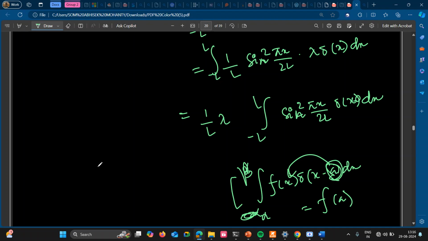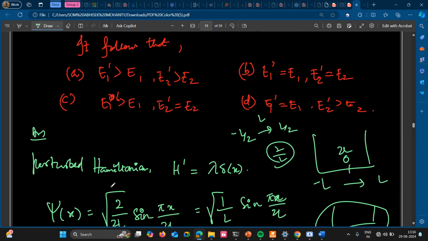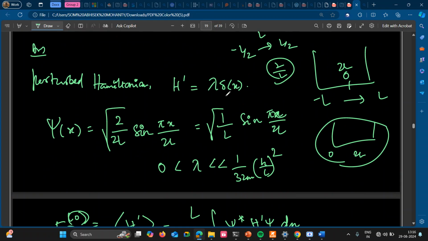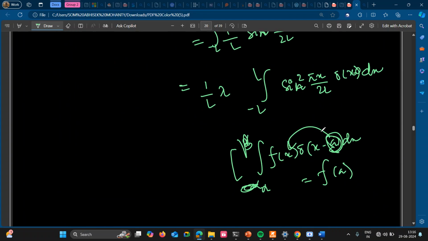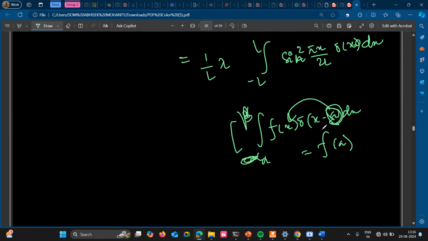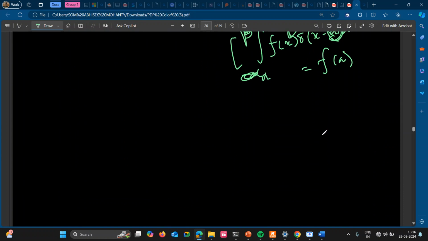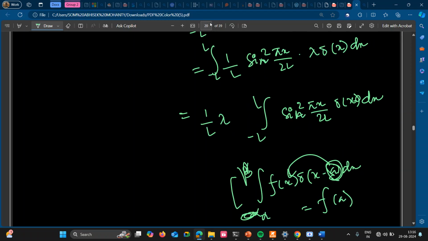Oh, this is the ground state. No, I made a mistake. For the ground state this should be cos. For a symmetric potential the ground state is cos, so this will be cos square. My bad. Be careful about these things, this can be a bit confusing.